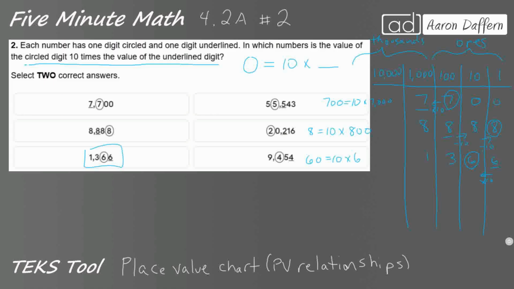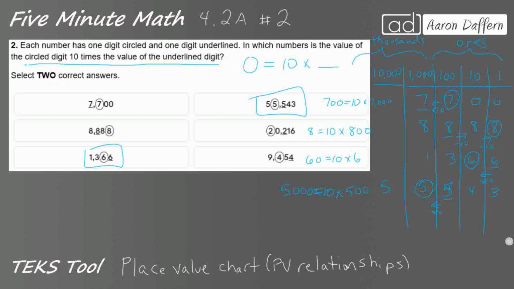Let's look at our next one. So I've got 55,543. Circle, underline. And we're looking to see, is our 5,000 equal to 10 times that 500? And yes, that is going to work. When we move to the left, we multiply by 10, and going from the underline to the circle is going to be a move by 10. So that's going to work.